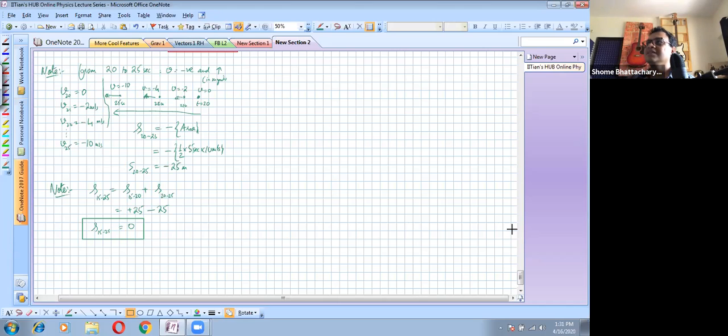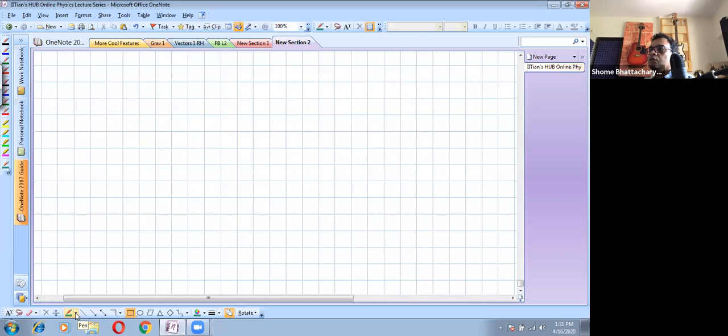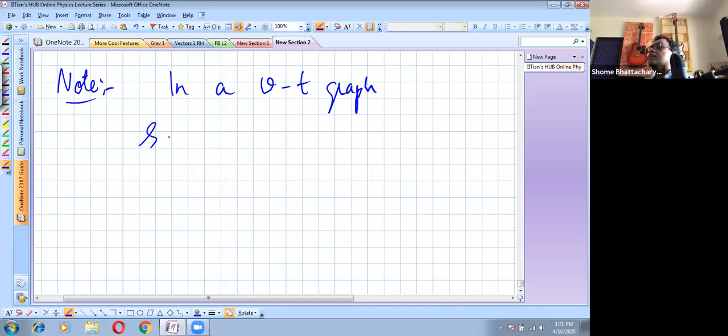Alright people, so end of the day, the learning that we get from this, before we proceed to more things, is that whenever we are using a velocity-time graph to calculate the displacement from the area, you have to be mindful of the fact that in a velocity versus time graph, the displacement is the algebraic sum of area.